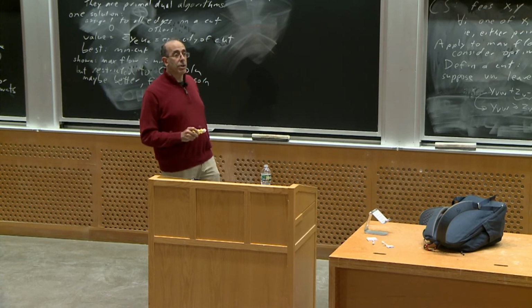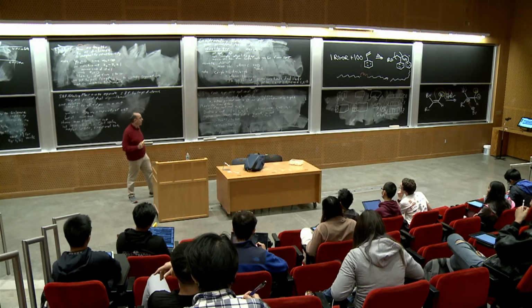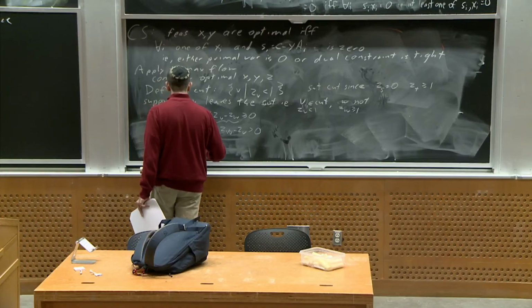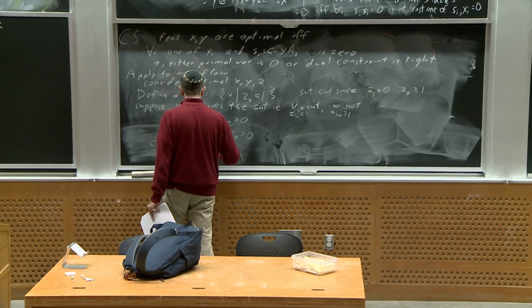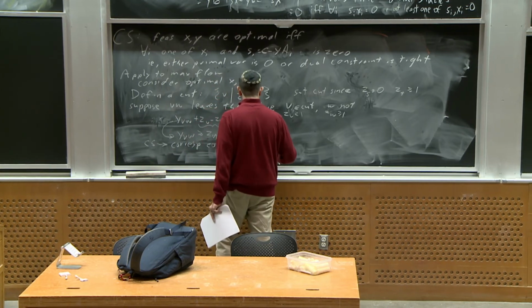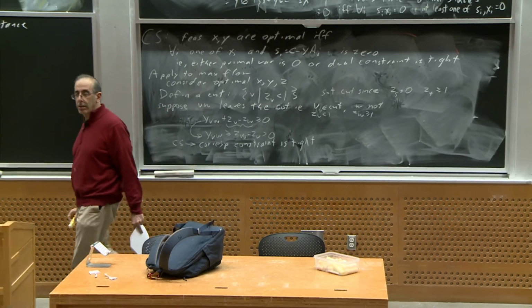So we have just shown that a variable is not 0. What does complementary slackness tell us? Yes? The constraint in the opposite column is 0. Right. Complementary slackness tells us that the corresponding constraint is tight. What is the corresponding constraint?